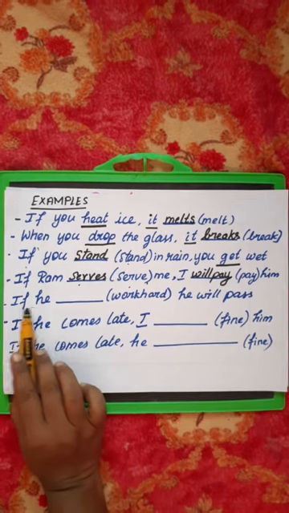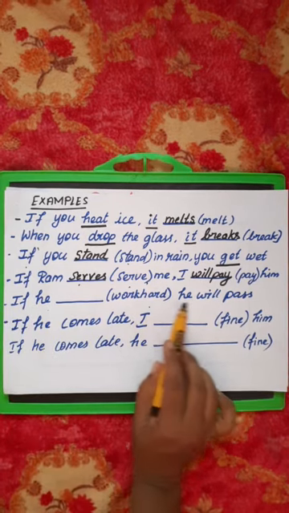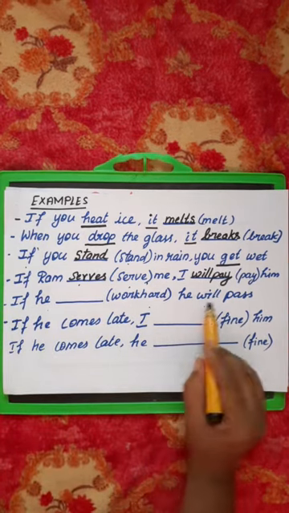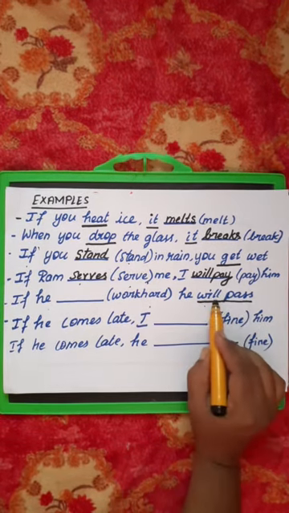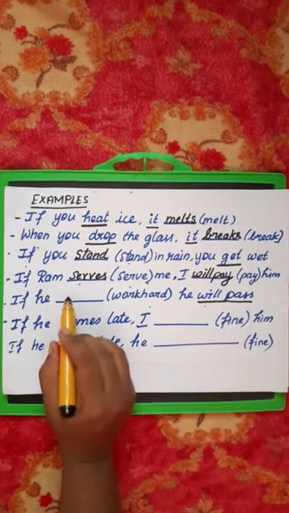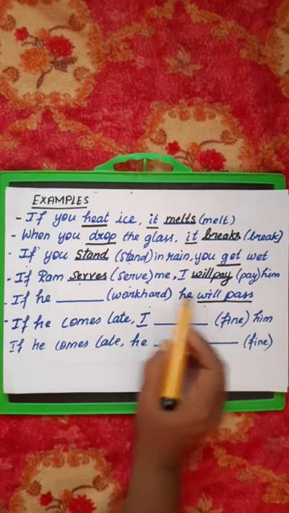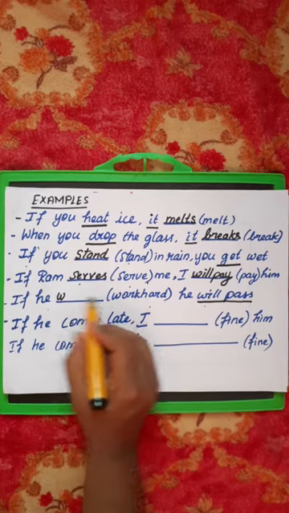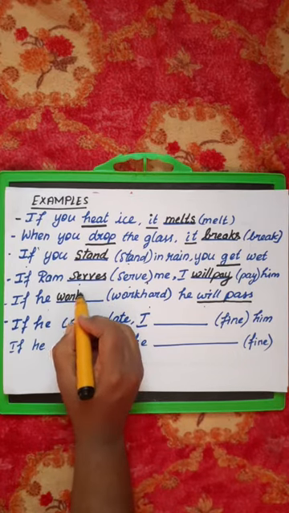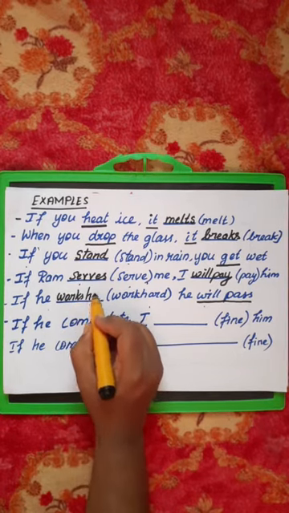Next example. If he work hard, he will pass. In the main clause, find out the verb. The tense of the verb is simple future. So we have to use present tense in the if clause. Simple future in the main clause, simple present in the if clause. If he works hard. What's the verb? Works hard.